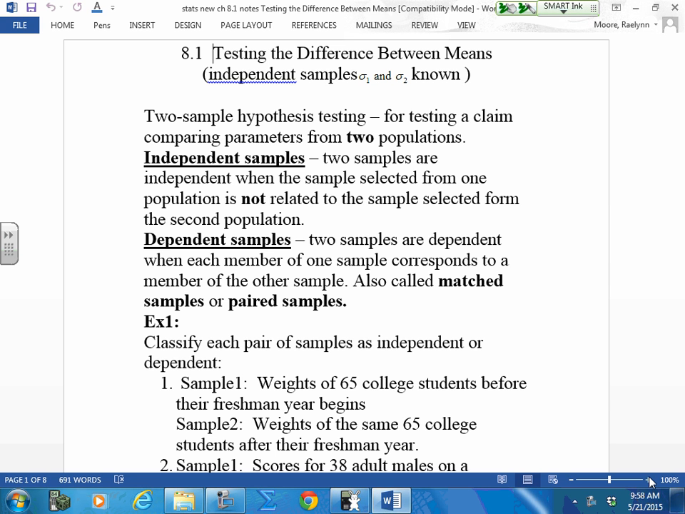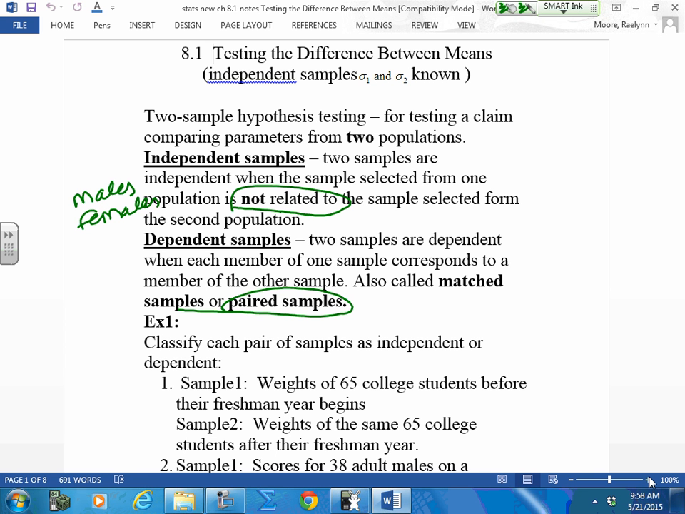Independent samples are two samples that are selected from a population that is not related, from two different things, males versus females. These are independent. City A versus City B, they're independent. What makes them dependent is when they are paired samples or they're the same sample.